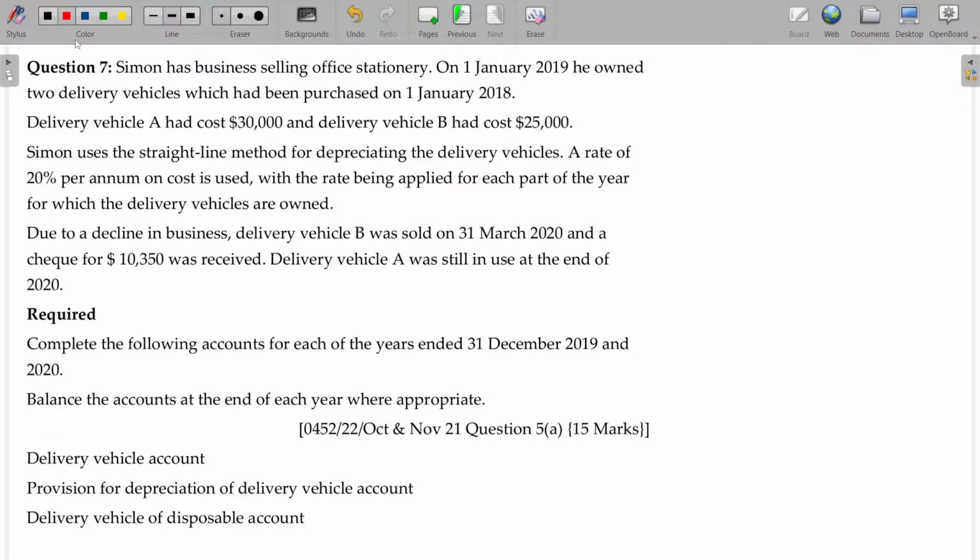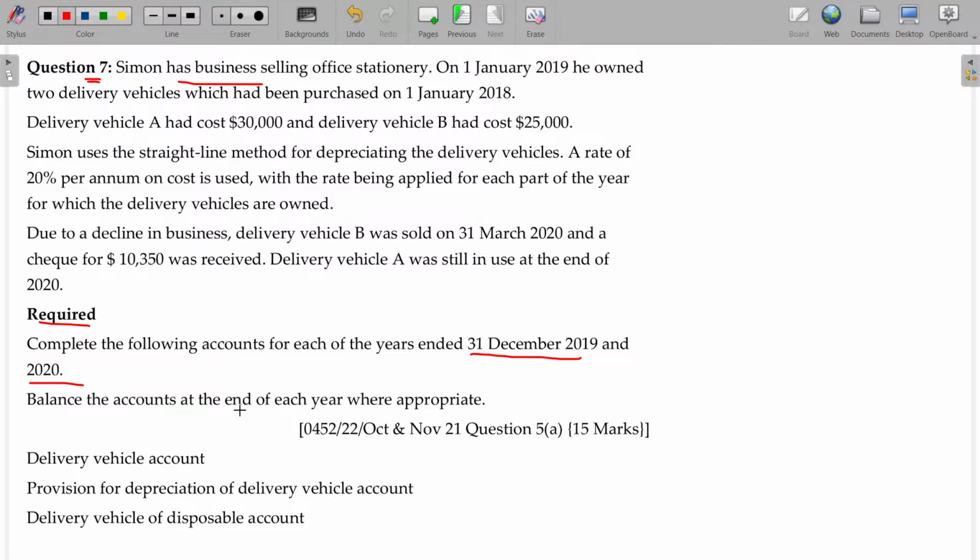Question number 7. Simon has a business selling office stationery. On 1st January 2019, he owned 2 delivery vehicles. All this is okay, but what are the requirements? Complete the following accounts for each of the years ended 31st December 2019 and 2020. You have to calculate the asset account for 2 years.